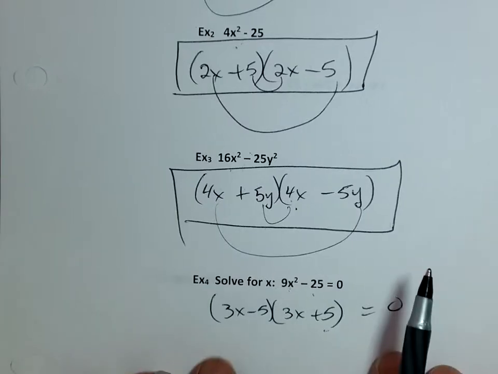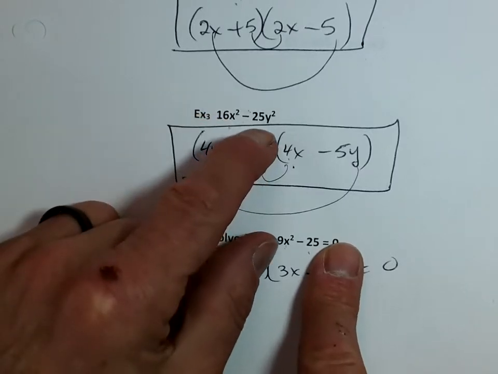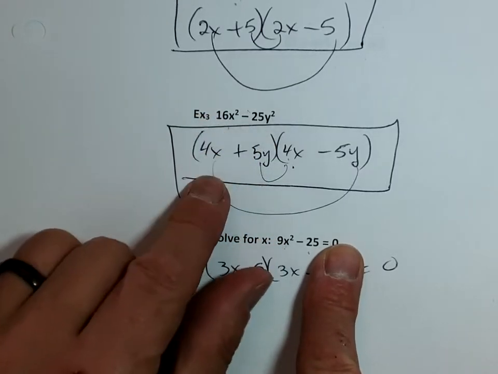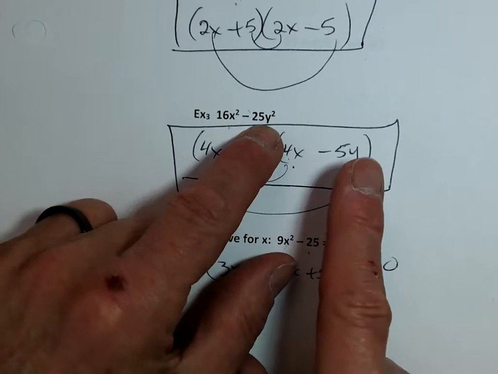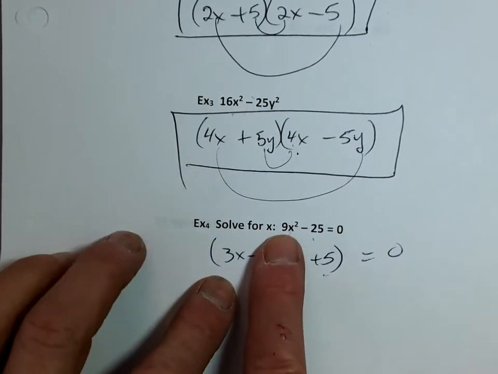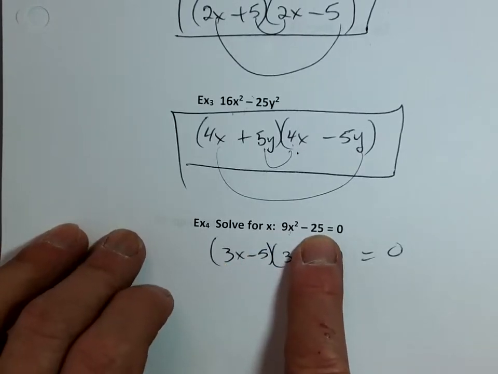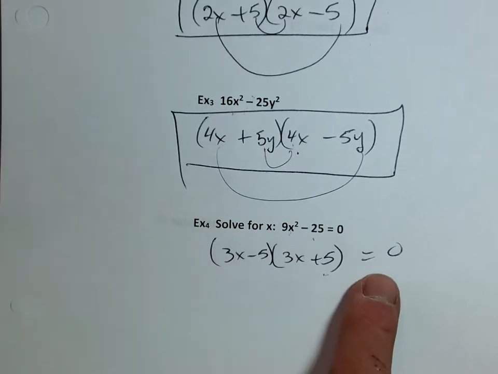So what we're going to do is just take the square roots of these. Square root of 16 is 4 and 4. Square root of 25 is 5 and 5. Okay, you ready? What's the square root of 9? 3 and 3. What's the square root of 25? 5 and 5. Yeah, it's that easy.